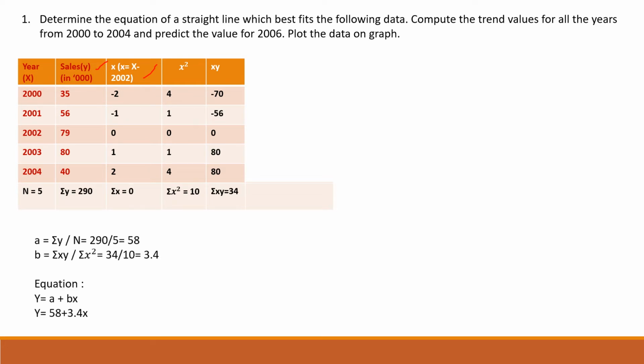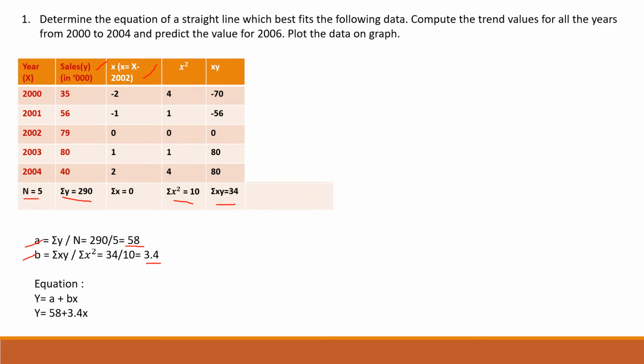Then we have to use the formulas for a and b. We know the formula a equals summation y divided by n. Summation y is 290 and n is 5. So 290 divided by 5 equals 58. Next, the formula for calculating b is summation xy divided by summation x square. Summation xy is 34, divided by summation x square, which is 10, which equals 3.4.